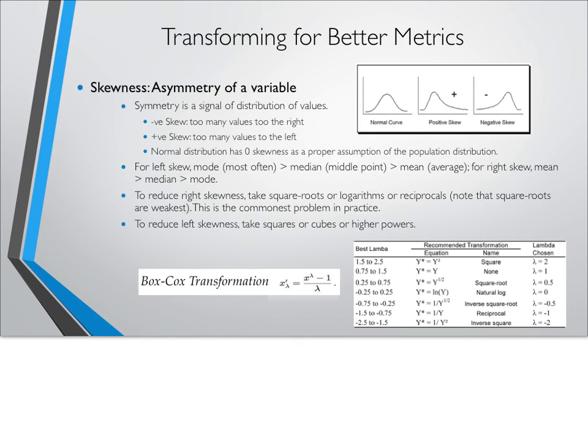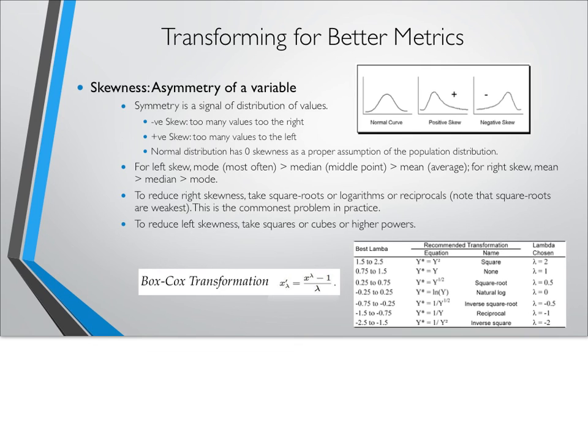So again, if you have right skewness, convert the data into square roots or logarithms or reciprocals. Typically logarithms or reciprocals. And if you want to reduce left skewness, take squares or cubes or higher powers. So that's how you transform the data to make it closer to being a normal distribution, so that your measures, your analytical inferences and your techniques will properly work.